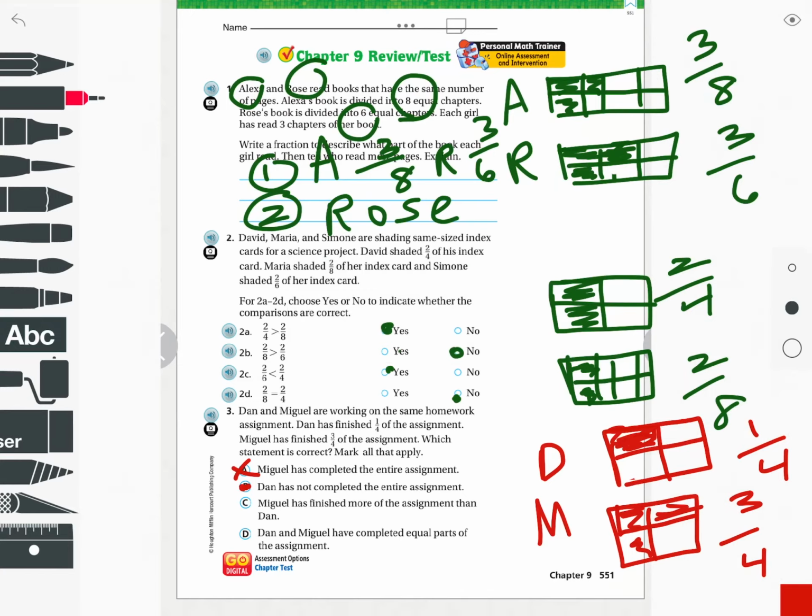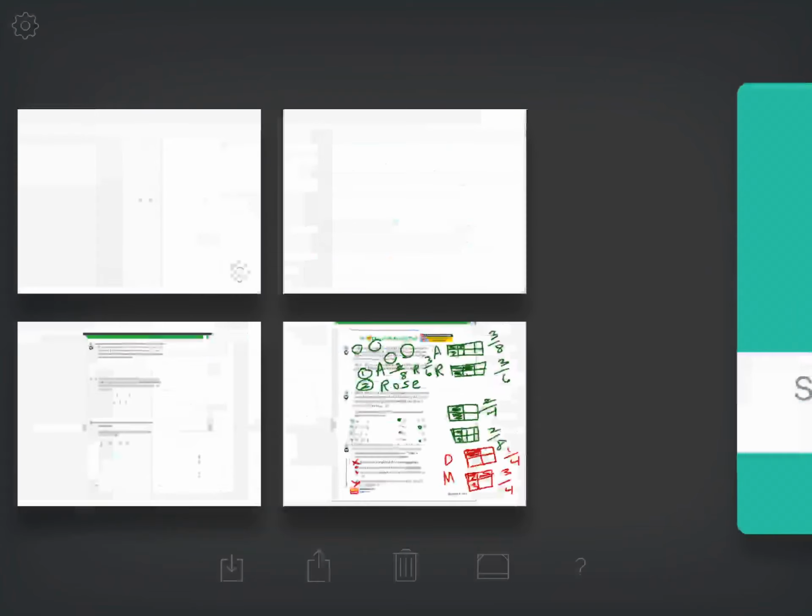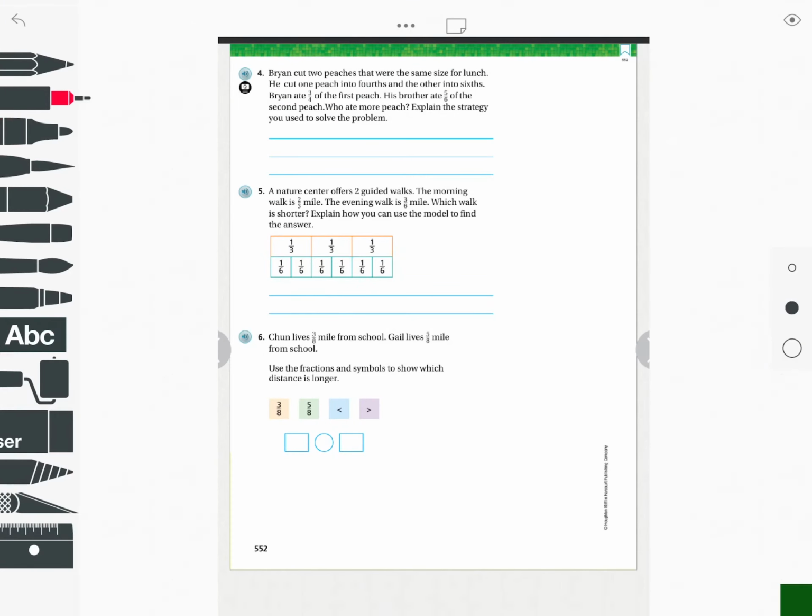Miguel has finished more of the assignment than Dan. Has Miguel completed more than Dan? Does he have more shaded in? Yes. So he has completed more. Dan and Miguel have completed equal parts of the assignment? Absolutely not. Dan has only completed 1/4 and Miguel has only completed 3/4. So no. So the answers are B and C. All right, let's go on to the next page.